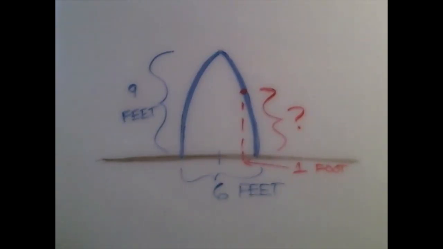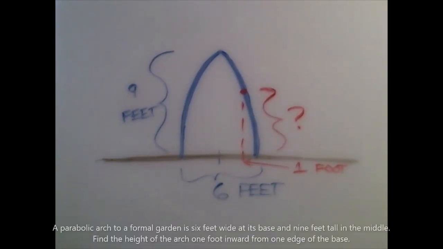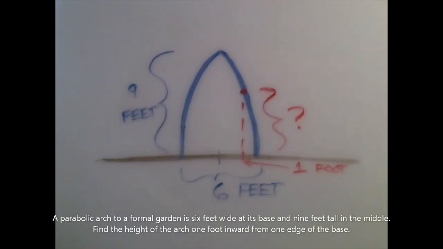In this video, we're going to take a quick look at two questions involving applied parabolas. And the first one involves a parabolic archway, 9 feet high in the center, 6 feet high at the base. And the question wanted to know how high the archway would be 1 foot inward from either edge of the base.